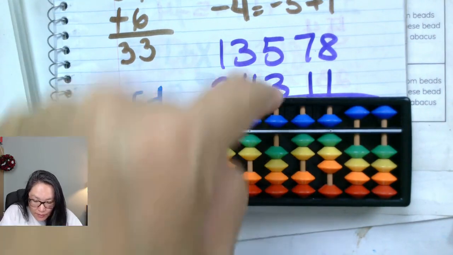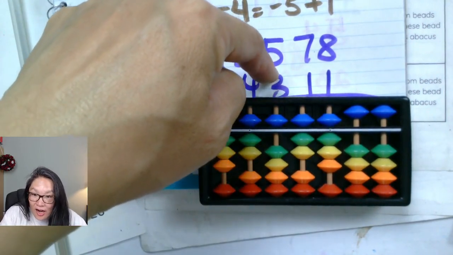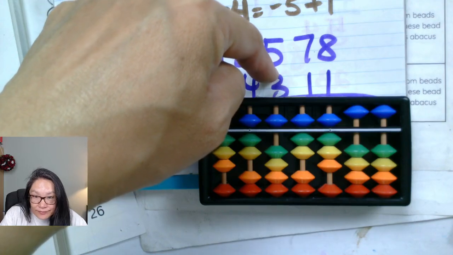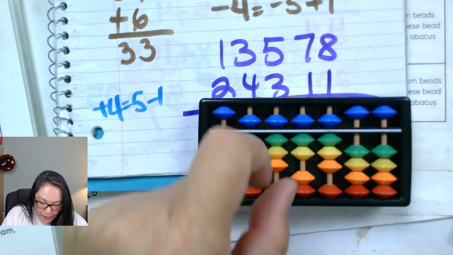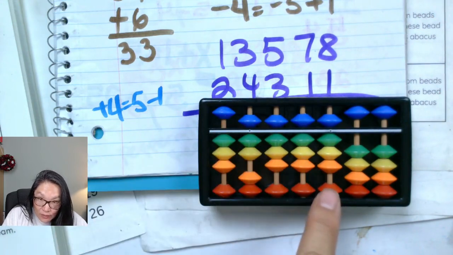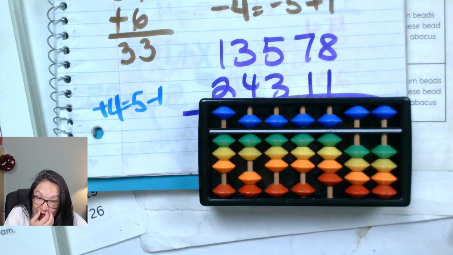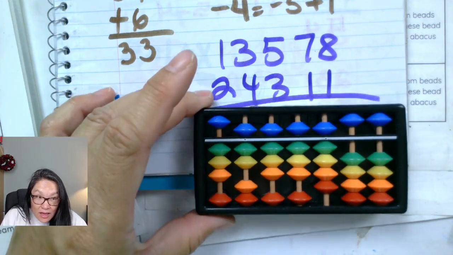And then I have to add the 3. Can I add the 3? Yes, we can. We can add the 3. And then we add 1, and then we add 1. And then our final answer is 70.